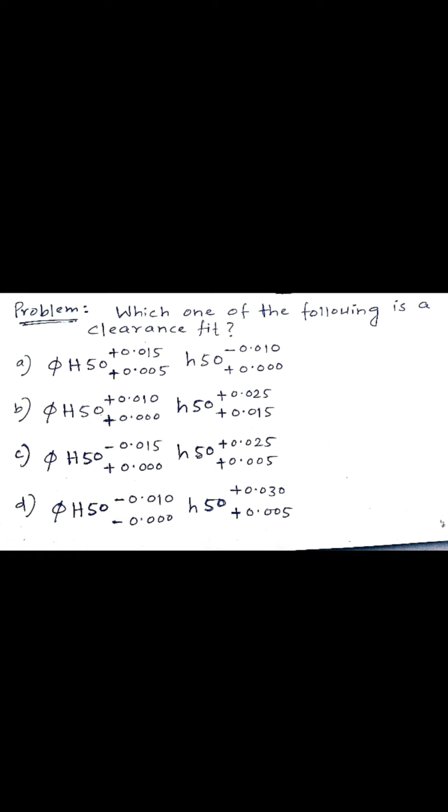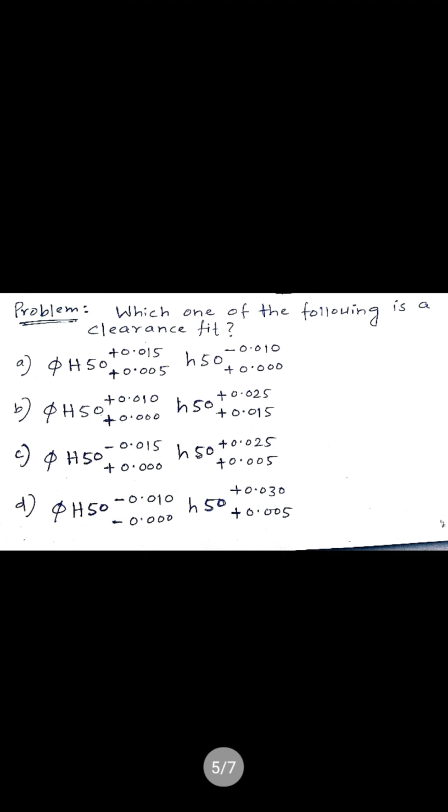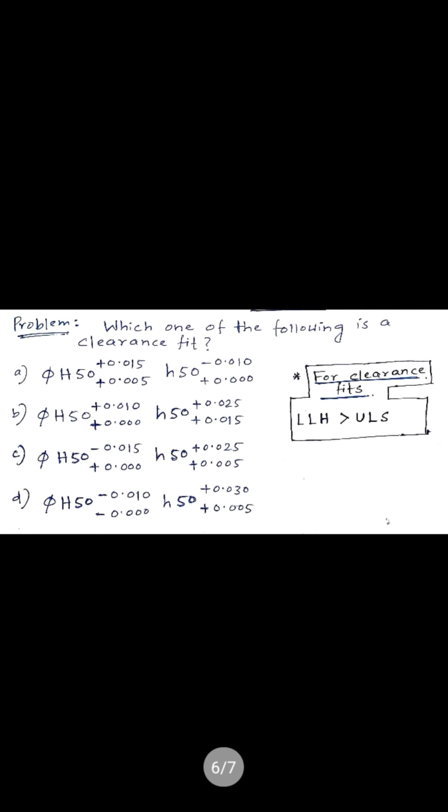Basically, for the hole dimensions, the holes are represented by capital letters, and for the shaft dimensions, the shafts are designated by small letters. The capital H represents the basic hole system and small h represents the basic shaft system. We will discuss it later. We have to find the correct answer out of the four options given. Before that we have to remember one thing for the clearance fit: the lower limit of hole should always be greater than the upper limit of shaft.